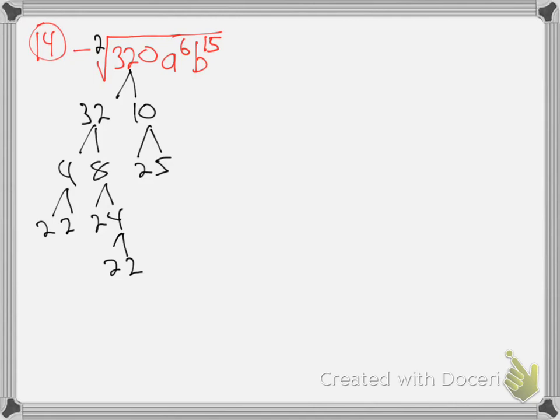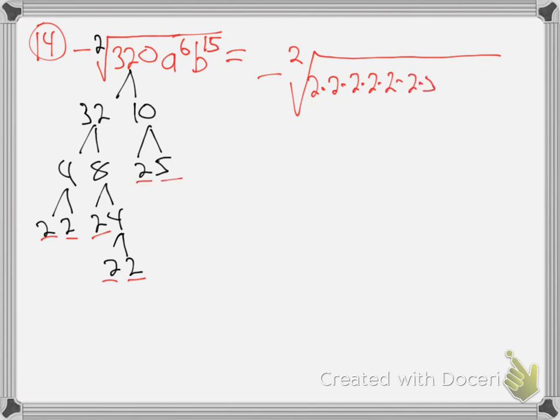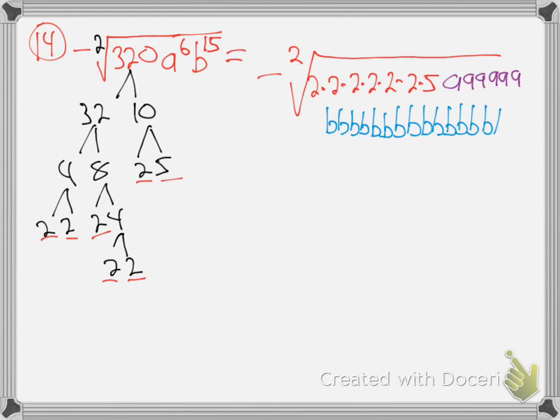All right. So let's see what we have here. We have negative the square root of 1, 2, 3, 4, 5 2's. Careful not to lose any of those. 5 2's, another 2, and then a 5. All right, and then 6 a's, 1, 2, 3, 4, 5, 6, and 15 b's, 1, 2, 3, 4, 5, 6, 7, 8, 9, 10, 11, 12, 13, 14, 15.